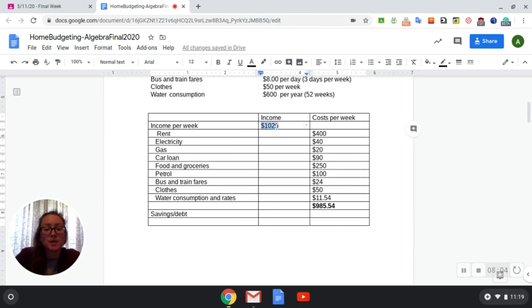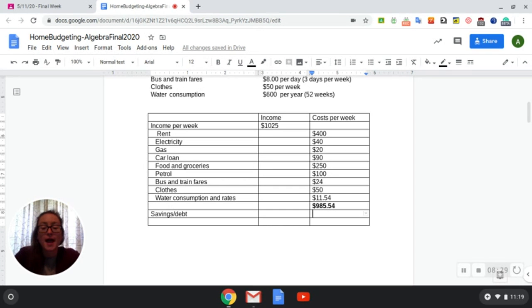So did we make enough for our costs? And if so, did we get to save any? Or if we didn't have enough, are we in debt? So what you would do here for this savings and debt, if you are saving something, put it in the income. And if you are in debt, keep it right here up underneath the 985.54.